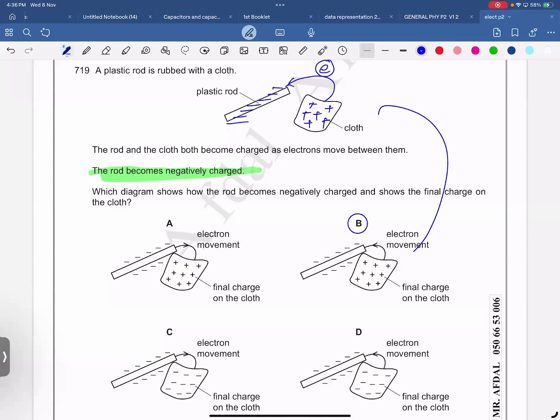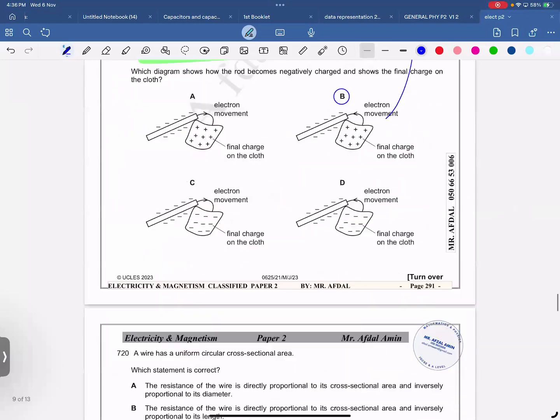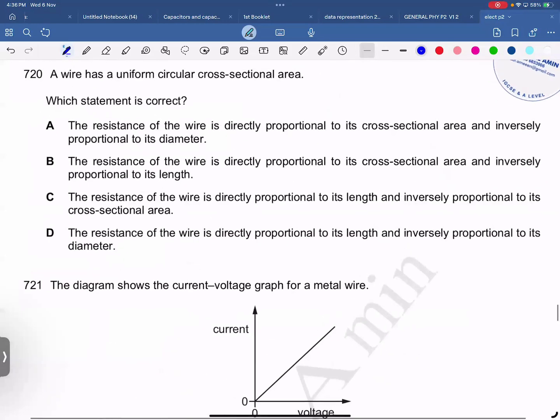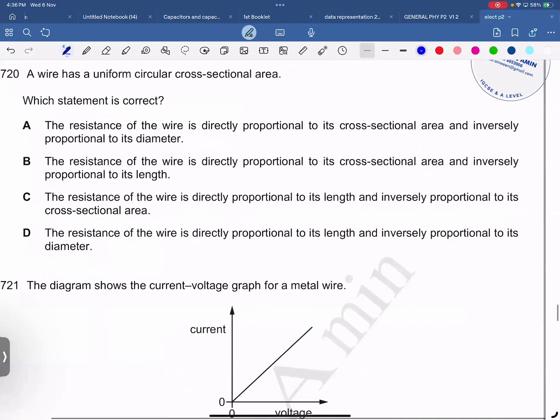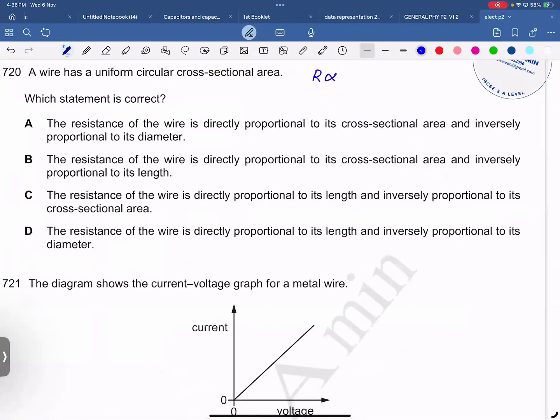Next question. Question number 20. A wire has a uniform circular cross-sectional area. Which statement is correct? I already told you that resistance is directly proportional to length, inversely proportional to area, and inversely proportional to the square of the diameter. All those statements which match, you can choose.